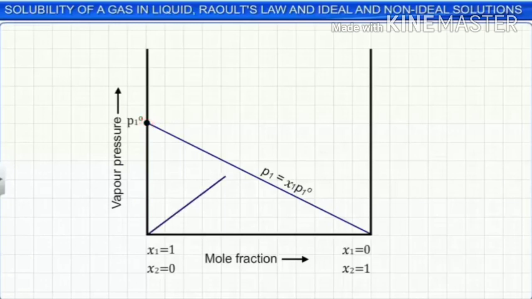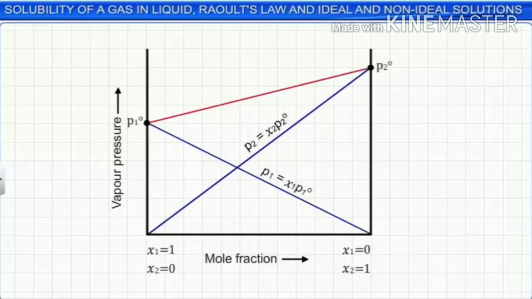Similarly, a plot for component 2 corresponding to the equation P2 = x2 P2⁰ on the same set of axes is represented as shown here. Now, as can be seen from the curve, the vapor pressure of the pure component 2 is higher than that of the pure component 1. This means that component 2 is more volatile than component 1.